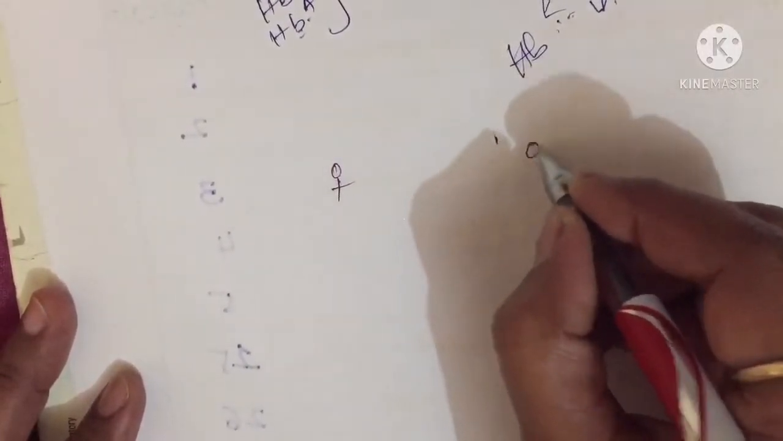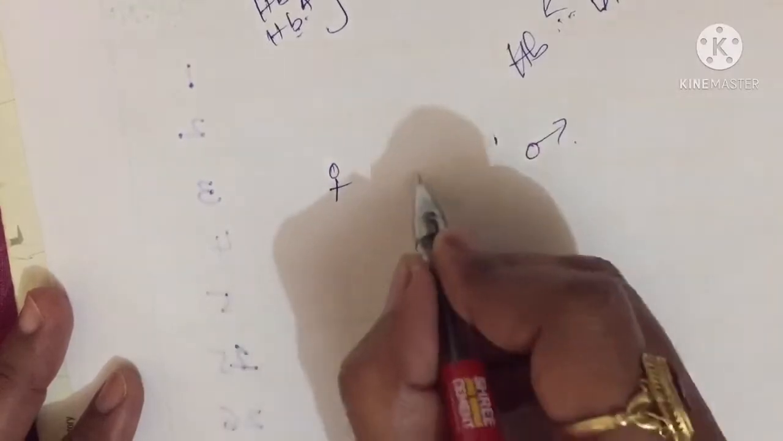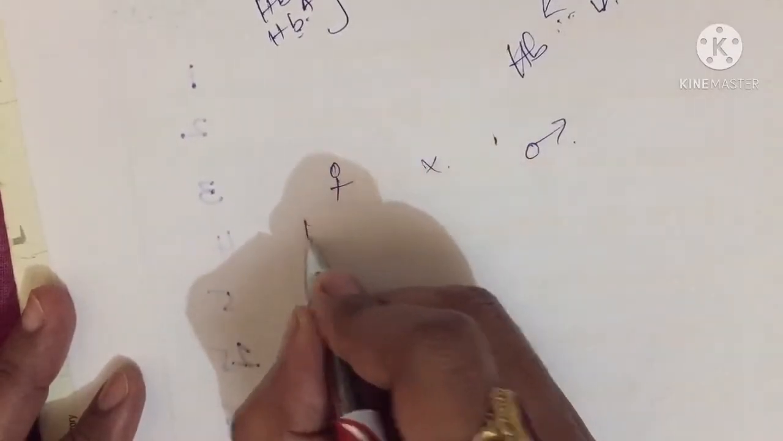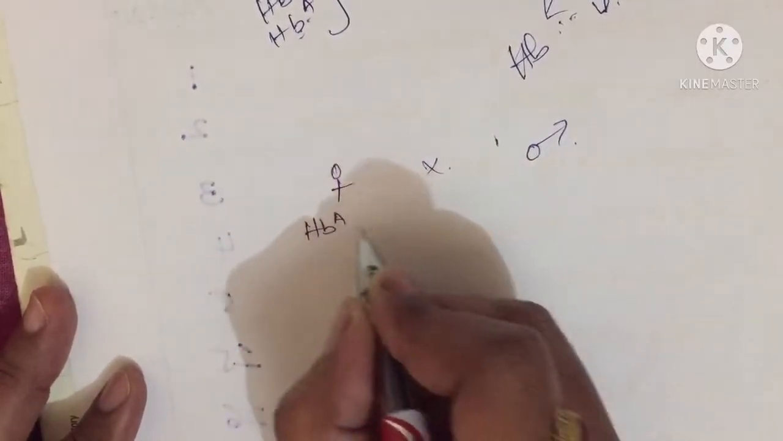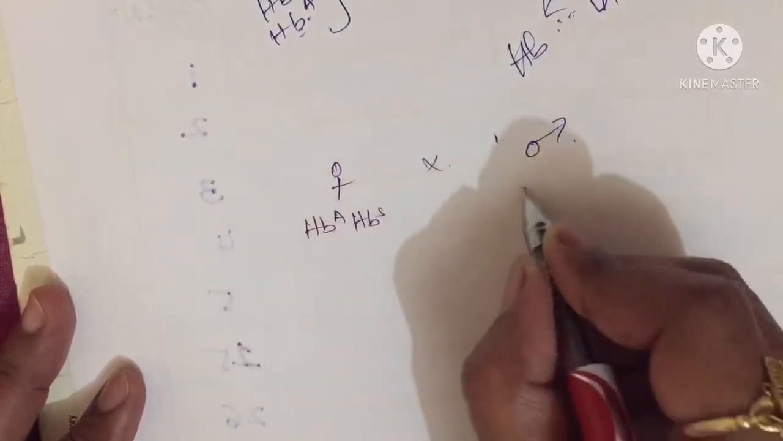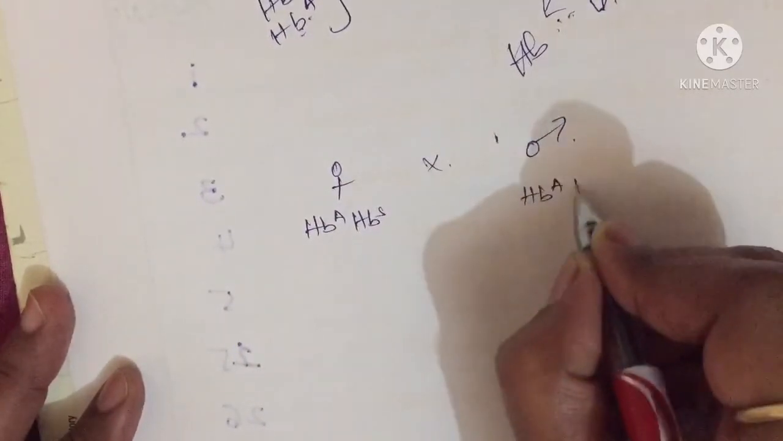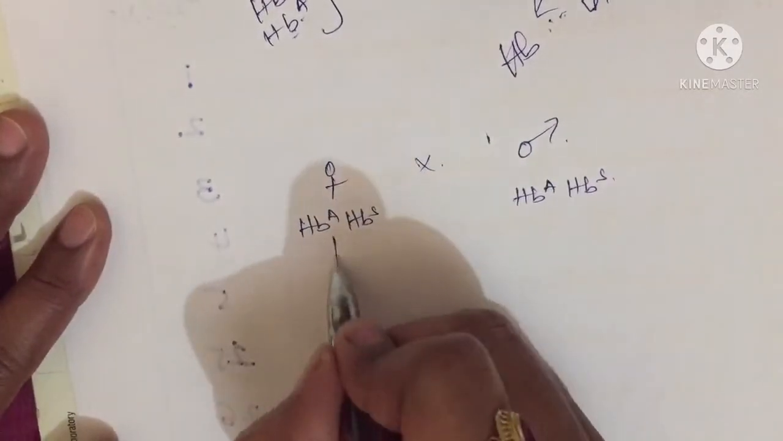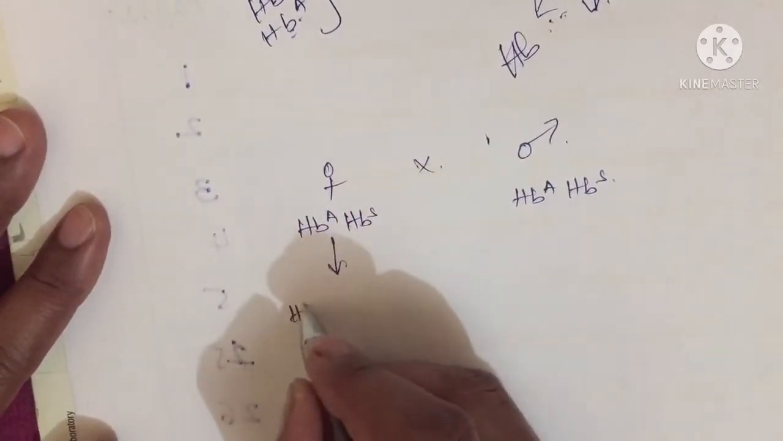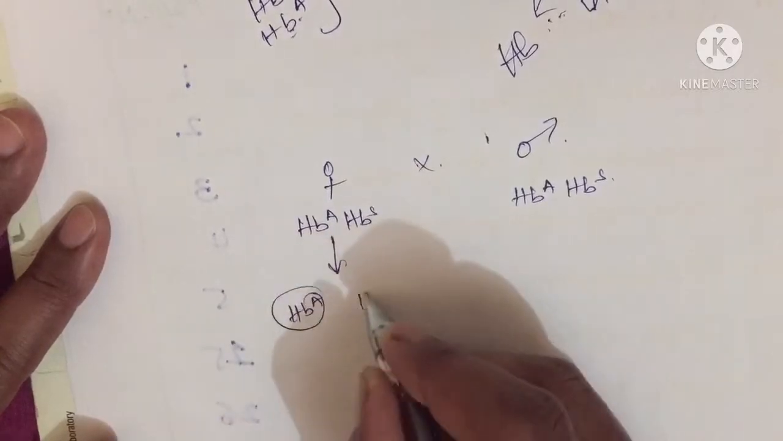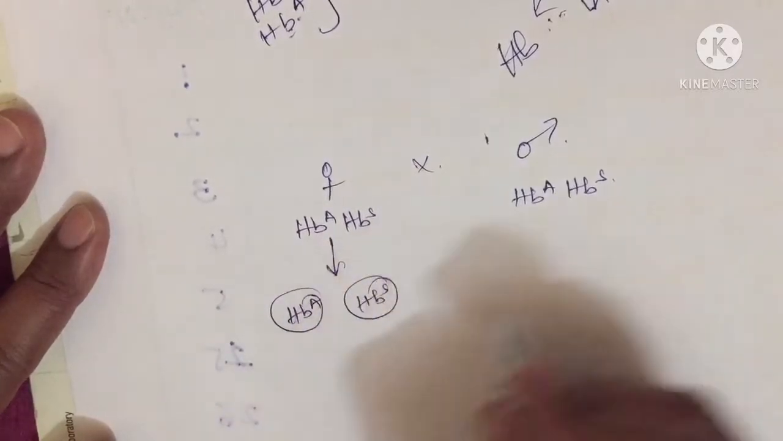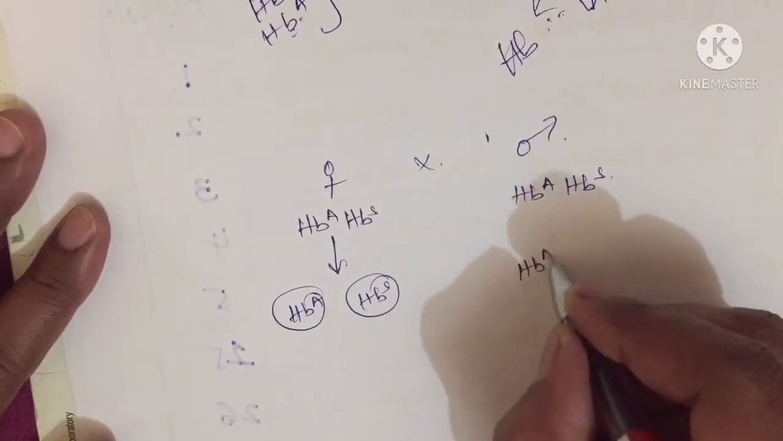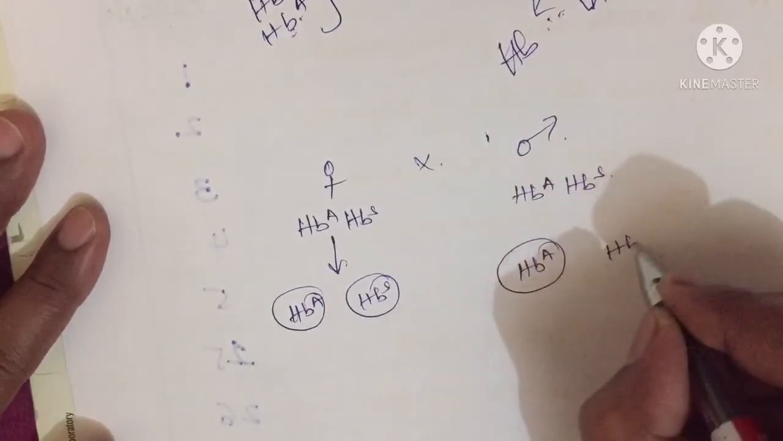We shall try to cross that one here. We put the female on one side and the male on the other, both the partners. Both the partners should be carriers, so we have given HbA, HbS, and here also HbA, HbS. Now they will produce gametes. It will produce HbA, HbS. These are the two different types of gametes. Similarly, the same gametes will be produced.